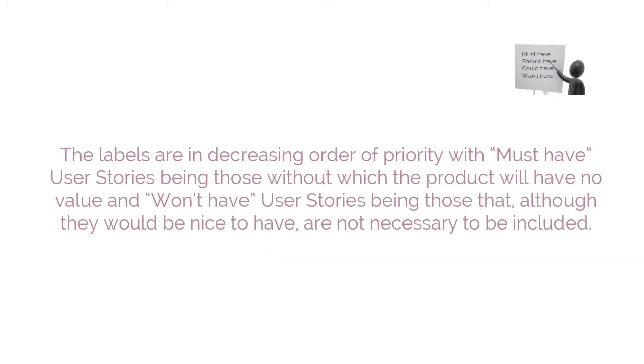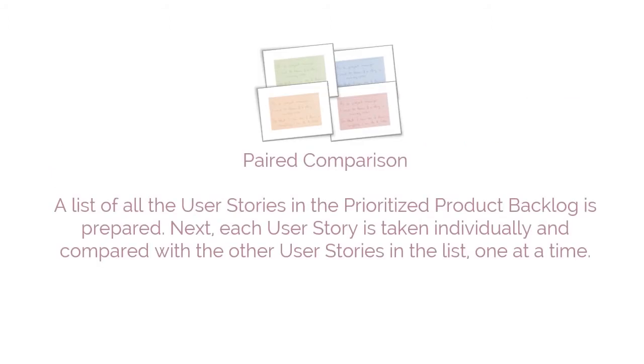The labels are in decreasing order of priority, with must-have user stories being those without which the product will have no value, and won't-have user stories being those that, although they would be nice to have, are not necessary to be included. Paired comparison. In this technique, a list of all the user stories in the prioritized product backlog is prepared.